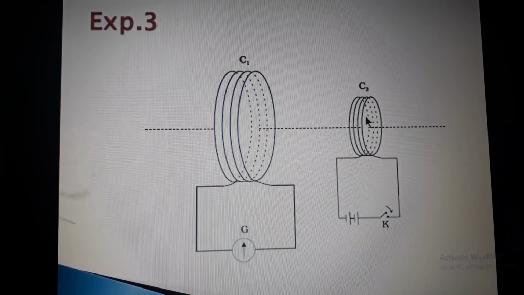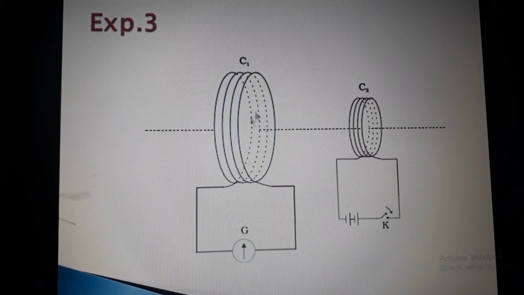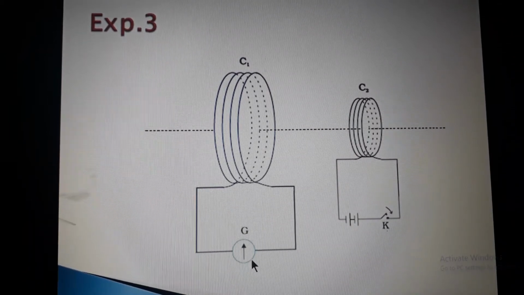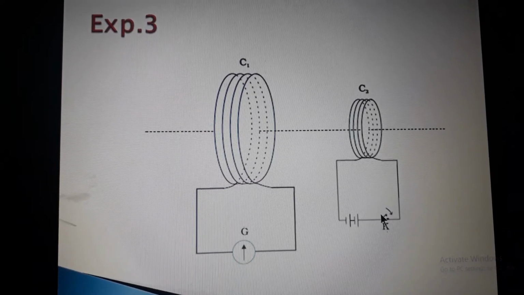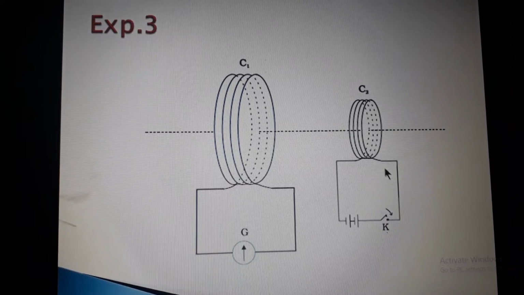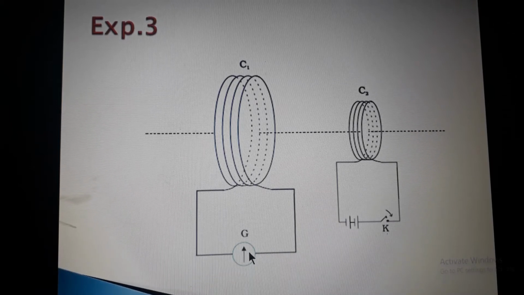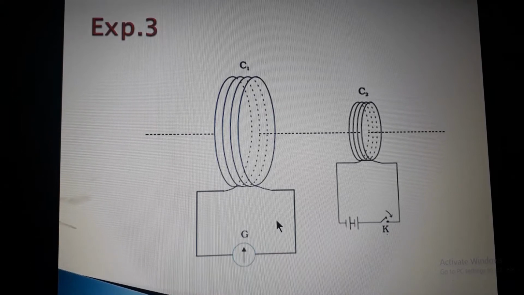So simply, here no magnetic field line is generated, so no magnetic field line links with this coil, so no EMF is generated. So the galvanometer deflection is 0. But when this key is pressed, at that time the power supply is connected, so magnetic field lines are generated. These magnetic field lines link with this coil, so EMF is generated, and due to the EMF, current flows here, so the galvanometer deflects in the positive direction.